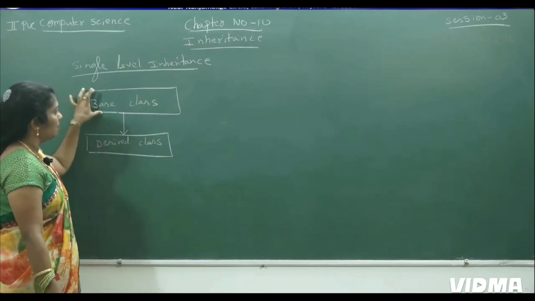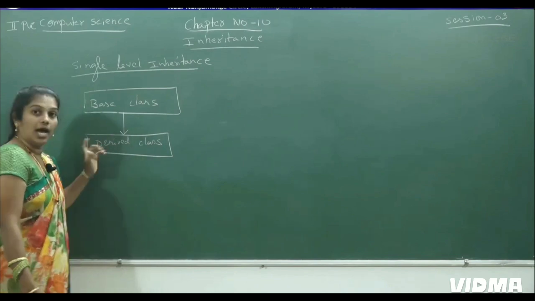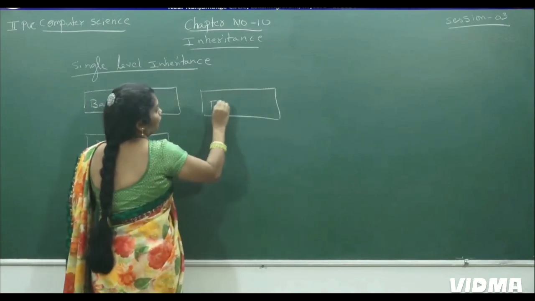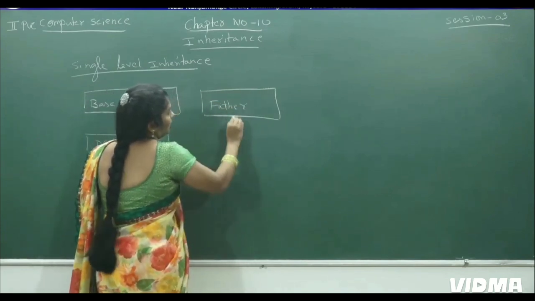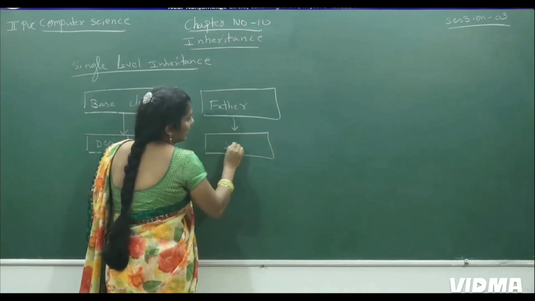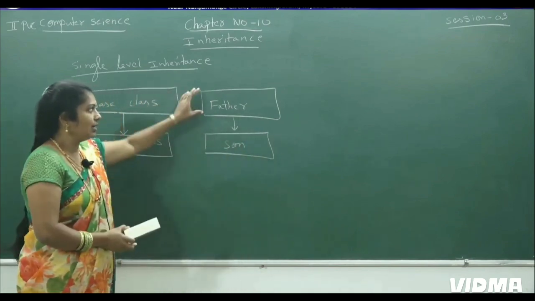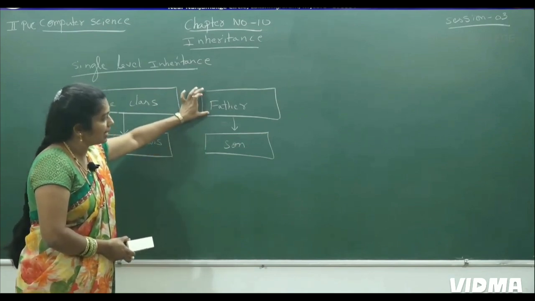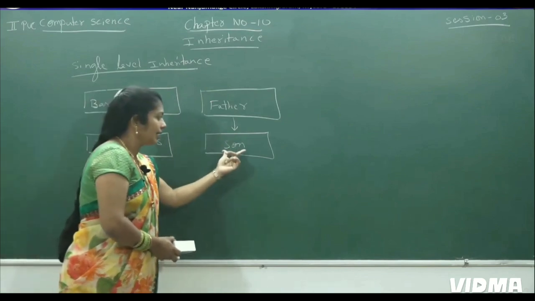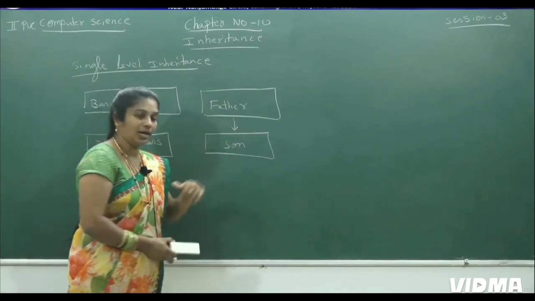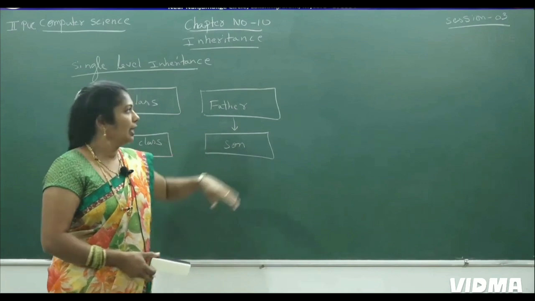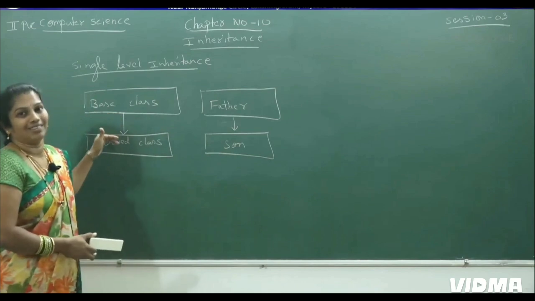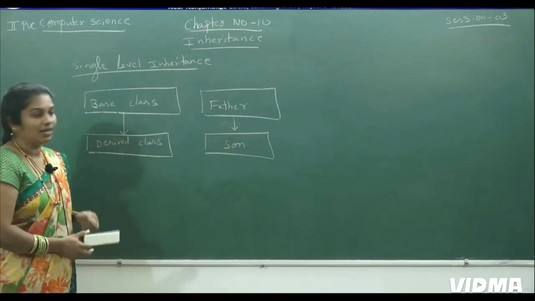For example, I am going to take the example of a father. Father's properties are transferred to the son. In single level, only one base class and only one derived class is there. The properties are passed from base class to derived class, and this derived class acquires the properties of the base class. With that it may have additional properties also. This is nothing but single level. The name itself suggests only one level is there. That is single level inheritance.